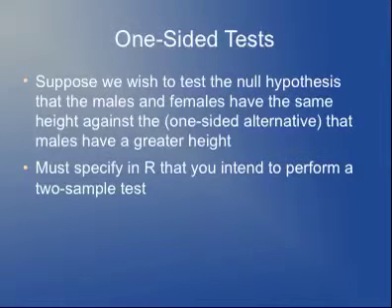And you can also calculate power for one-sided t-tests using power.t.test. Let's say that rather than doing the two-sided test, we do a one-sided test of the alternative hypothesis that males are taller than females against the null hypothesis that the means of the two groups are equal. In that case, you just have to tell R that you want to perform a one-sided test.